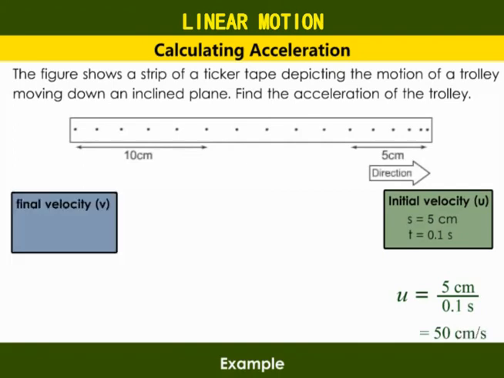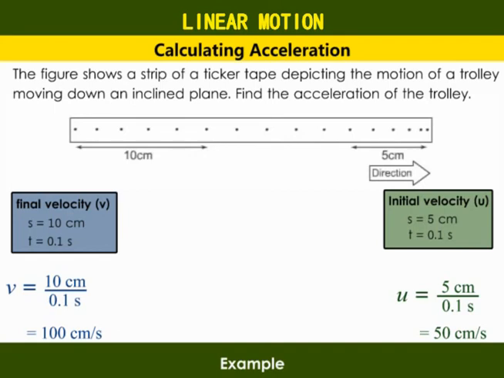At the other end of the motion, the trolley took 5 ticks to move 10 centimeters. So displacement is 10 centimeters, and time is 5 times 0.02, which is 0.1 seconds. And that means V is equal to 10 centimeters over 0.1, giving us 100 centimeters per second.